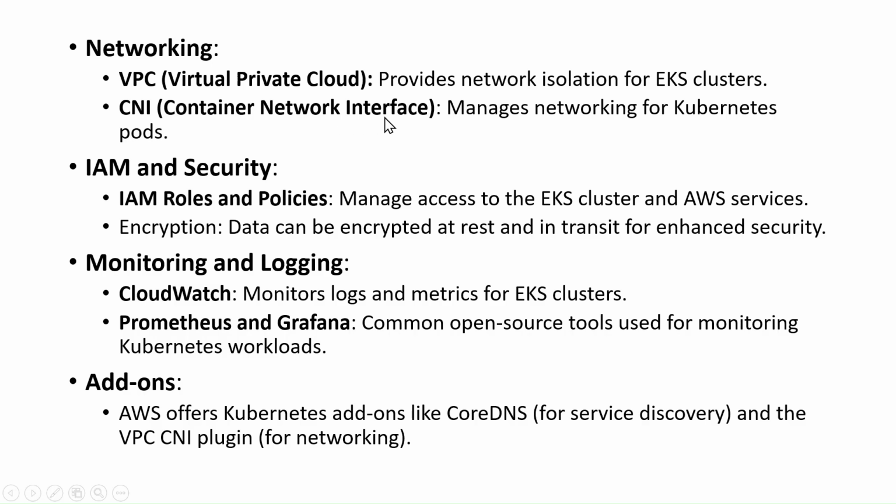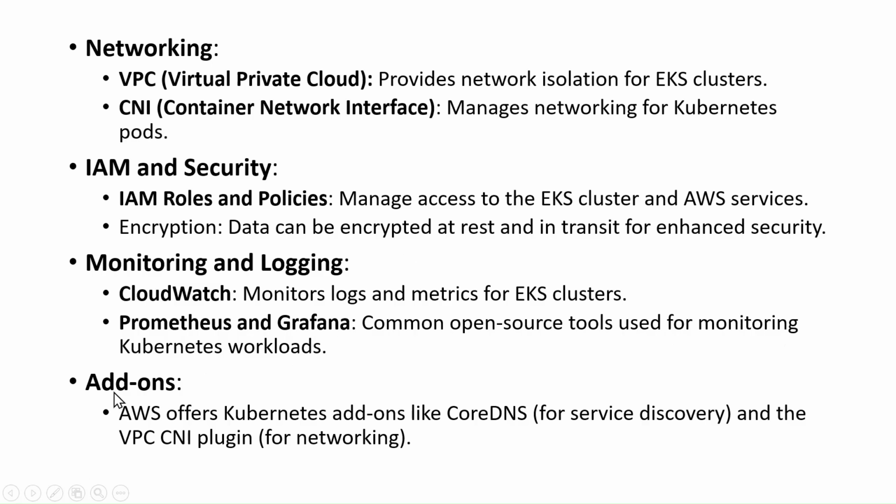Next is the container network interface, which manages networking for Kubernetes pods. We will have the pods inside the Kubernetes cluster, so that cluster will have its own network. Next is IAM as well as security, which provisions permissions on who can access and who cannot. Next is monitoring and logging. We'll use CloudWatch when we are going with AWS, or with Kubernetes we'll go with Prometheus or Grafana, the common open source tools for monitoring the Kubernetes workload or the logs.